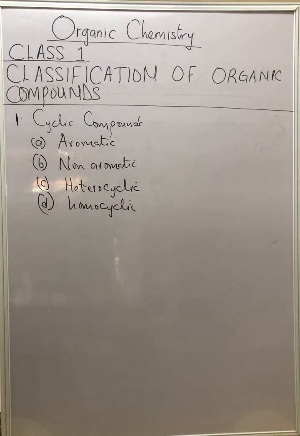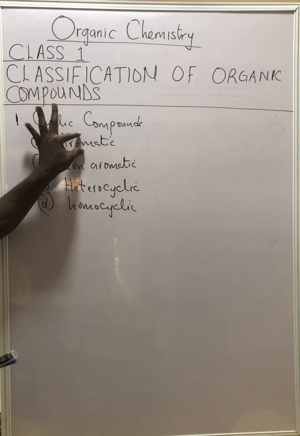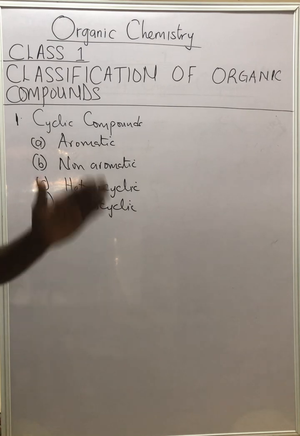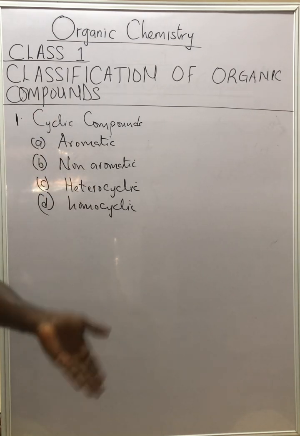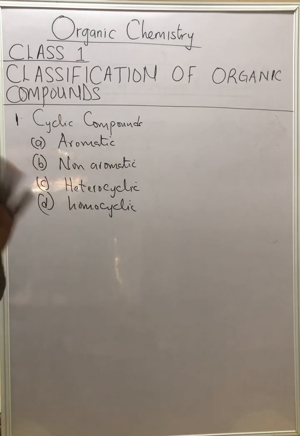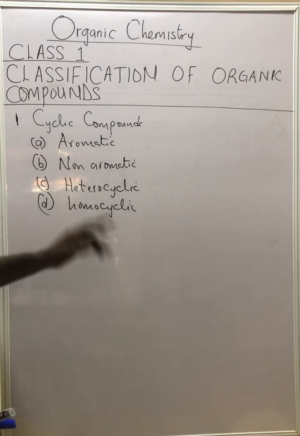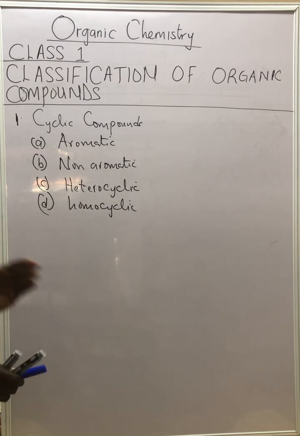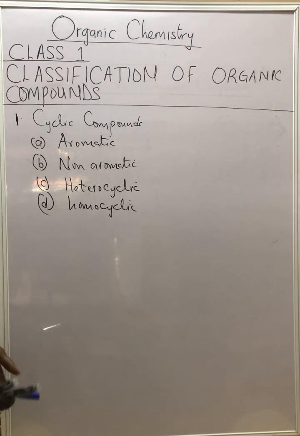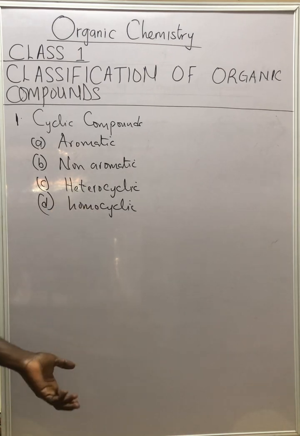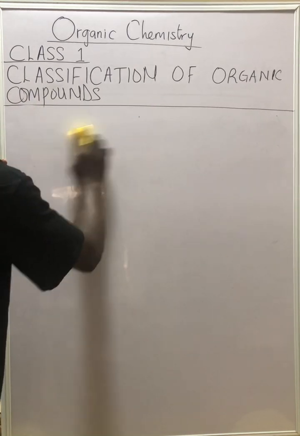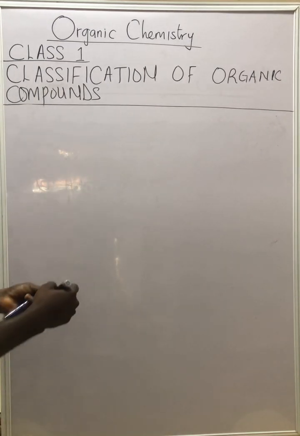What is important here is that we must know the meaning of each term here: aromatic, non-aromatic, heterocyclic, and homocyclic. So the moment we have our cyclic compounds, we should have 4 different types of compounds in mind. Number 1, aromatic. Number 2, non-aromatic, heterocyclic, and homocyclic. A compound can be both aromatic as well as homocyclic. A compound can be both aromatic as well as heterocyclic. So now let's look at that. Let's do it this way now to make our work very neat.